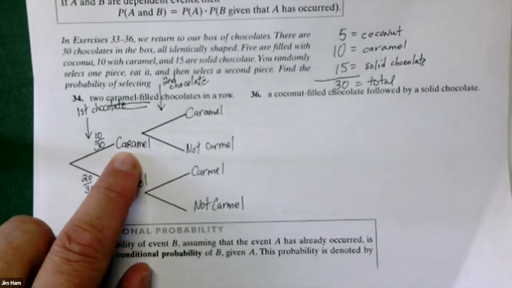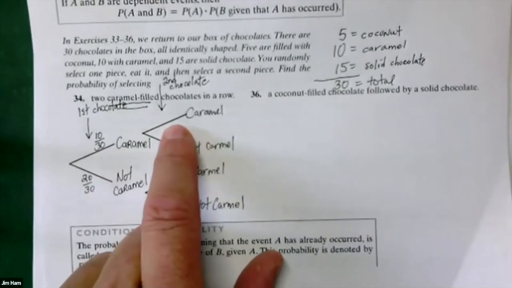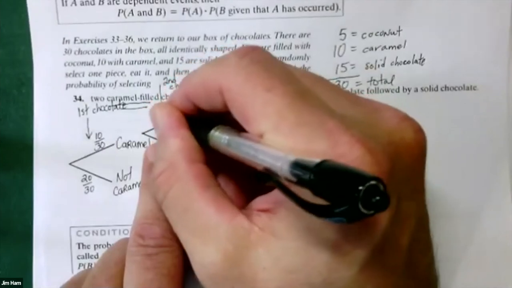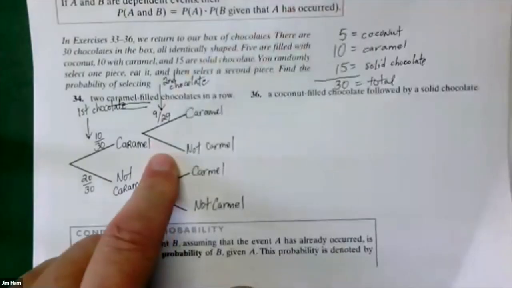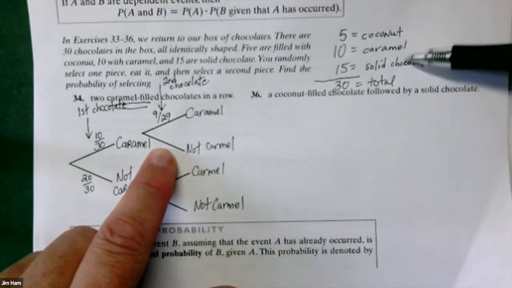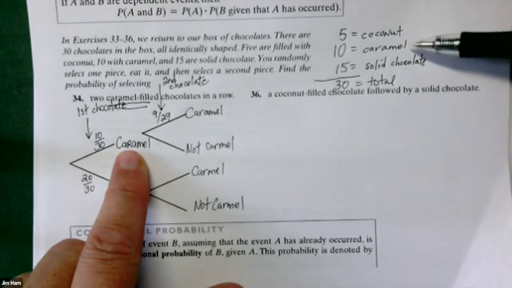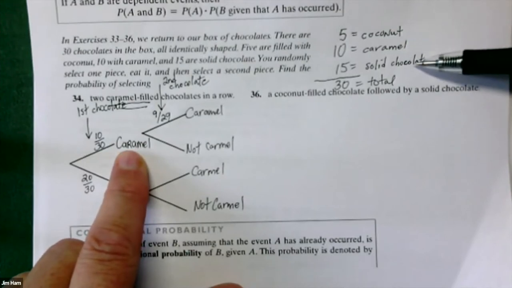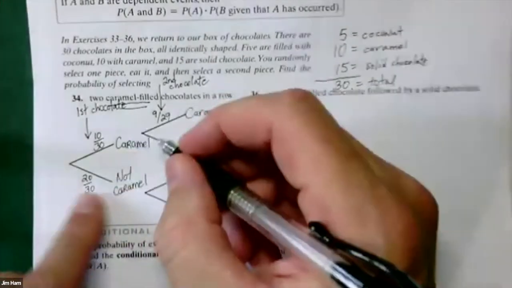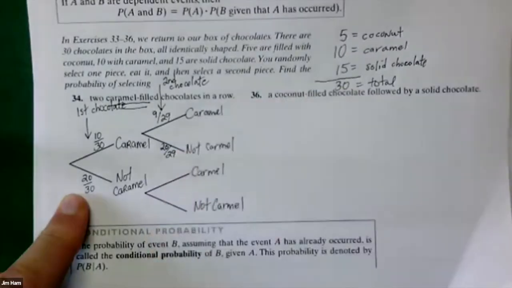Now you're going to grab your second piece, because in this experiment, we're selecting 2. So based on what's left in the box, what's the probability of getting a caramel? Good. 9 caramels out of 29. And what's the probability of getting something other than a caramel on that second draw? How many non-caramels do we have? If the first one that we selected was a caramel, we still have 5 coconuts, but we only have 9 caramels. We still have 15 solid chocolates. Yes, we still have 20 non-caramels, but we're selecting from 29.